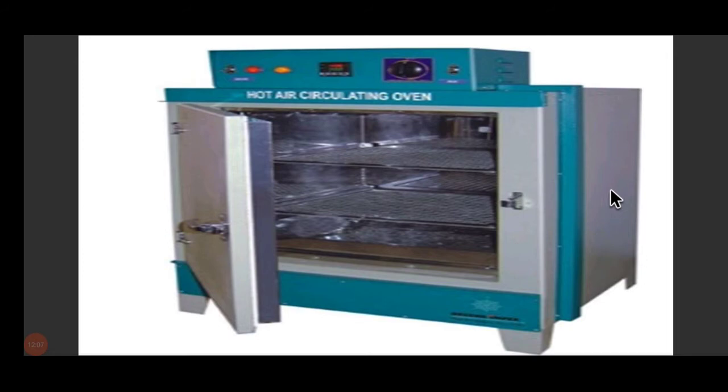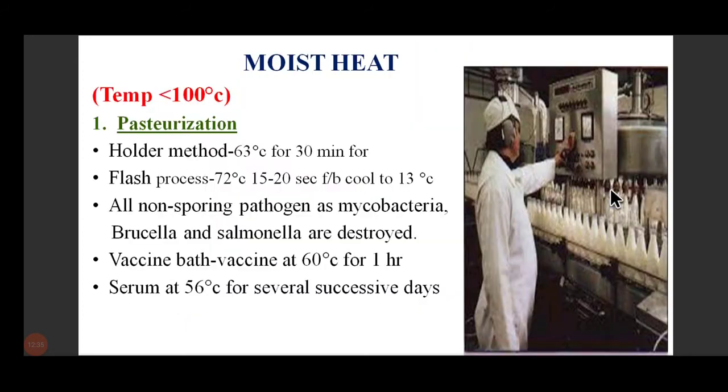So this is a picture of the hot air oven. Most of you may have seen it in the practical hall or somewhere in our laboratory. Here we have different shelves in which we can place our equipment for sterilization, and above it we have a panel with a temperature control and a time control which we can set according to our requirement. On the sides we have a small fan for circulation of the air all over the materials which we have placed inside.